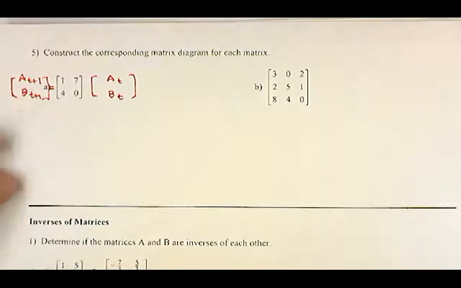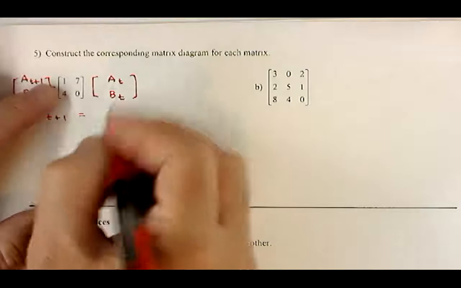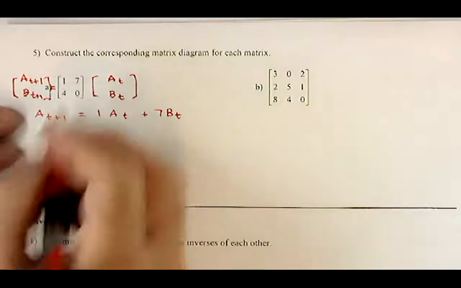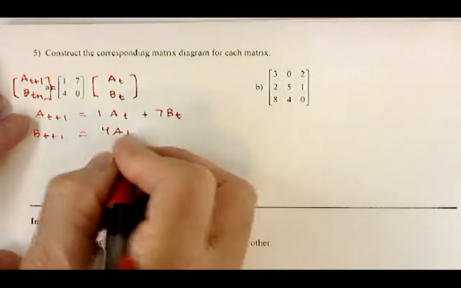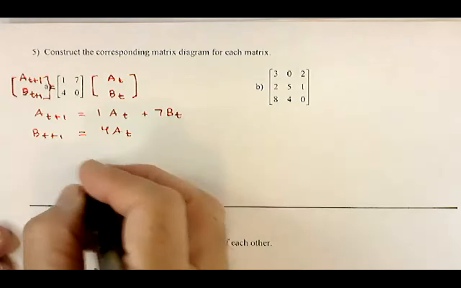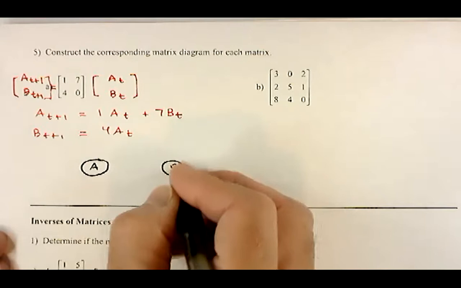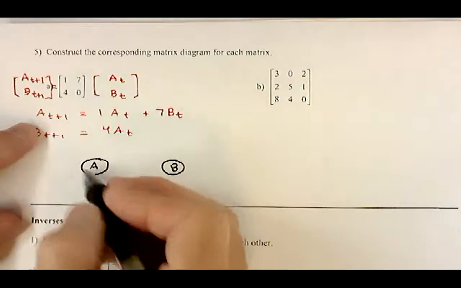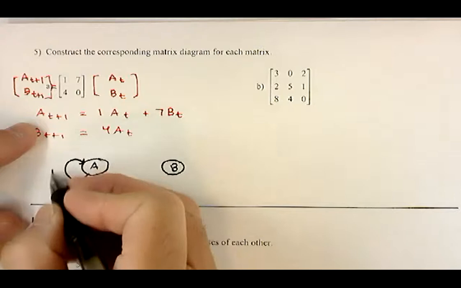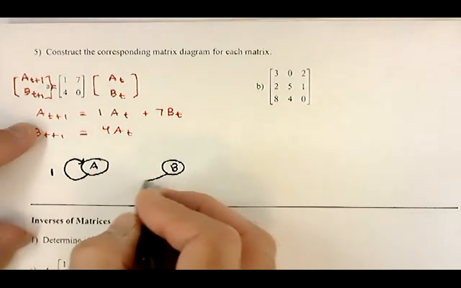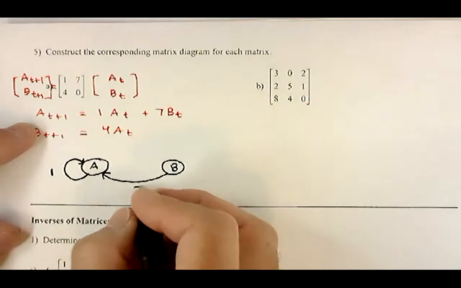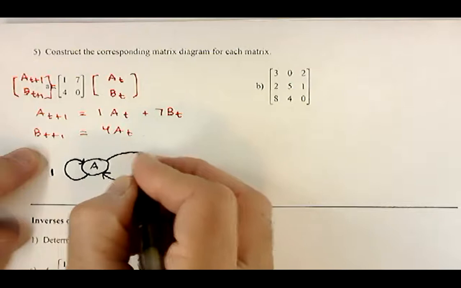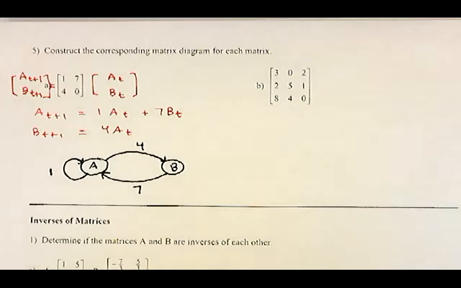A sub t plus 1 is equal to 1 A sub t plus 7 B sub t. B sub t plus 1 is equal to 4 A sub t and then 0, right? Just that. So that might be helpful for drawing the matrix diagram. Here's A. Here's B. How is A's population growing? Well, it's contributing to its own population, 1 times whatever the population of A was before. And it's getting 7 units of population from B. So we'd have a 7 there. And then B's population is coming from 4 times whatever A's population is. So there's your matrix diagram for this one.